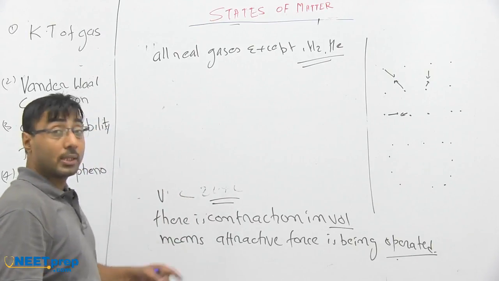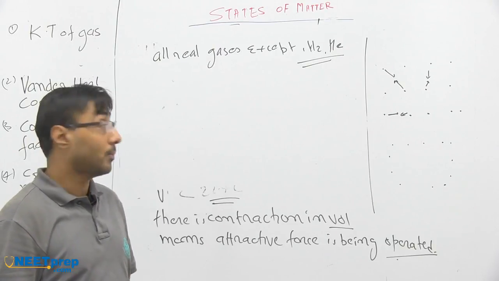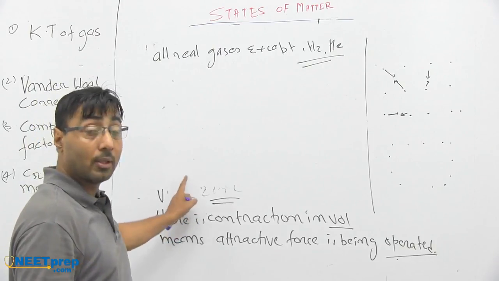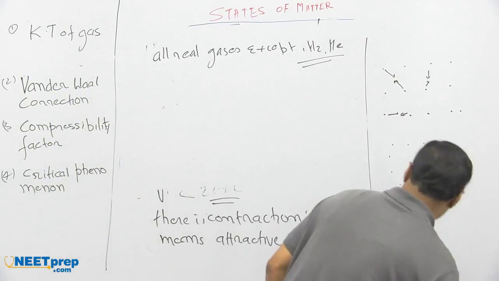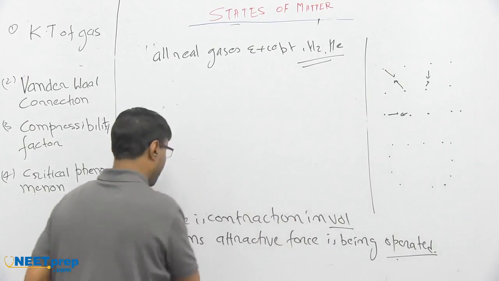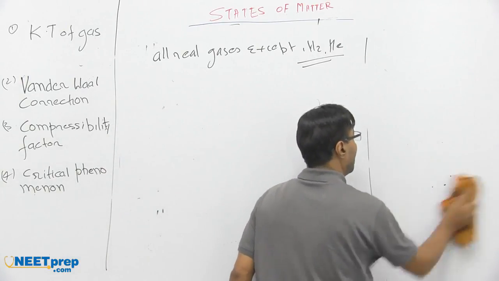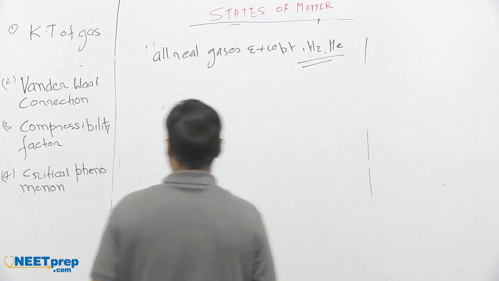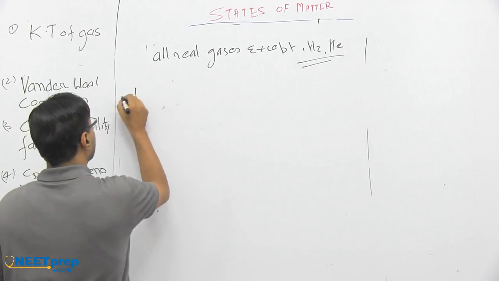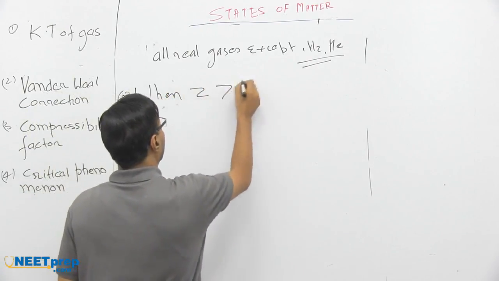And for all those gases which can be liquefied easily, the value of Z is lesser than 1, because there is a contraction in the volume. Now come to the opposite point. What will happen in the second case, when Z is higher than 1?